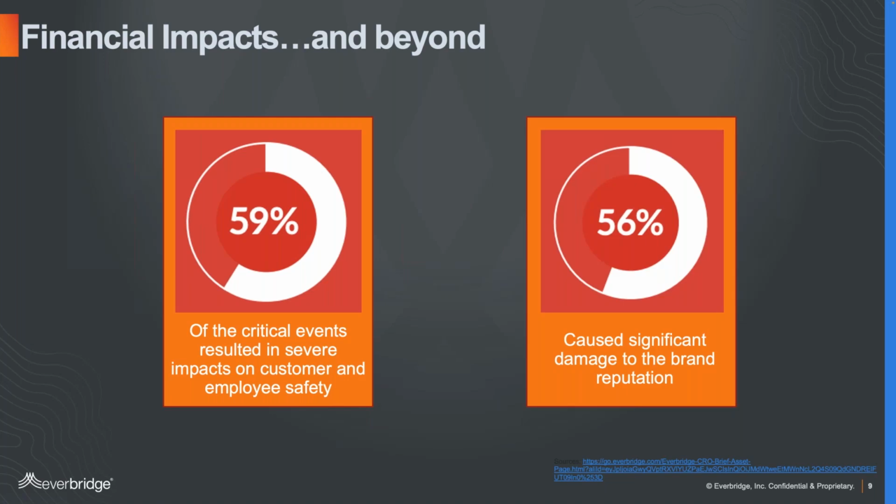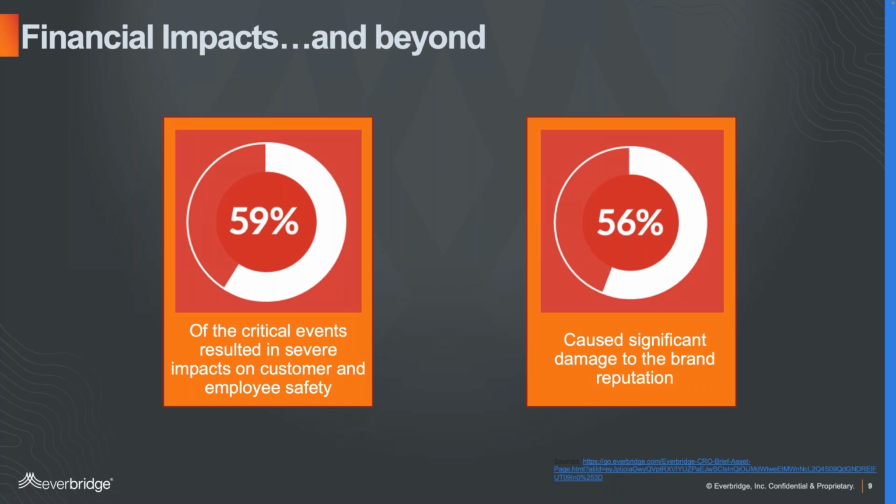We also can start to look at brand and reputation damage, right? 56% of organizations suffered some form of brand or reputation damage because they weren't able to respond to a critical event in the appropriate way, whether that be they weren't able to get information or data out to their customers or product out to their customers, or their competitors did it better than they were.